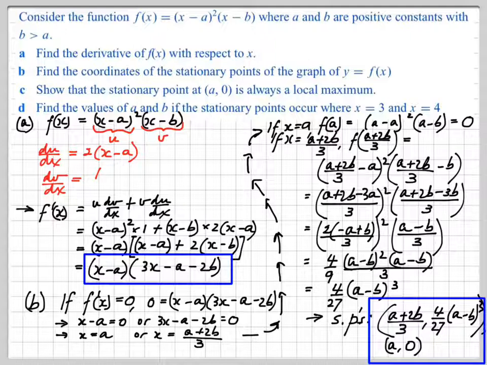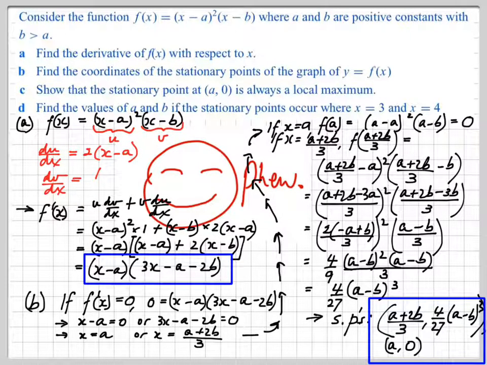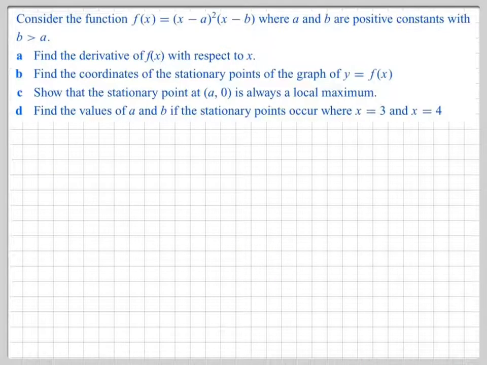Well, I mean, really, how are we supposed to show that? We haven't even got any numbers. We've just got A's and B's. Fear not, fear not. We'll see. It's easy, actually. That was pretty nasty, wasn't it? But we did it anyway. Yes, you can. Over the page.